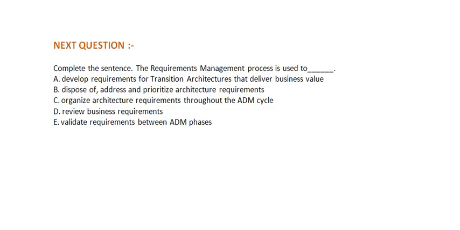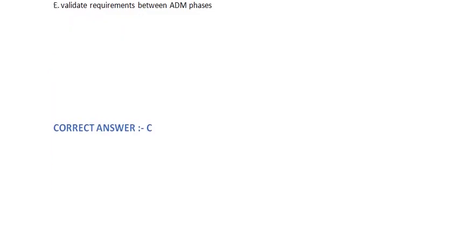Option C, organize architecture requirements throughout the ADM cycle. Option D, review business requirements. And option E, validate requirements between ADM phases. The correct answer is option C.